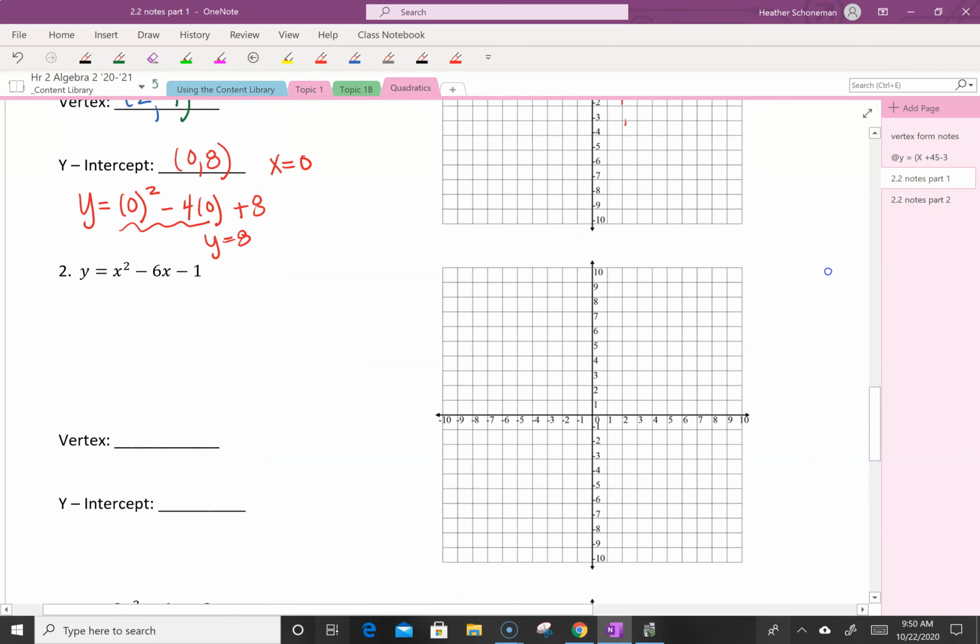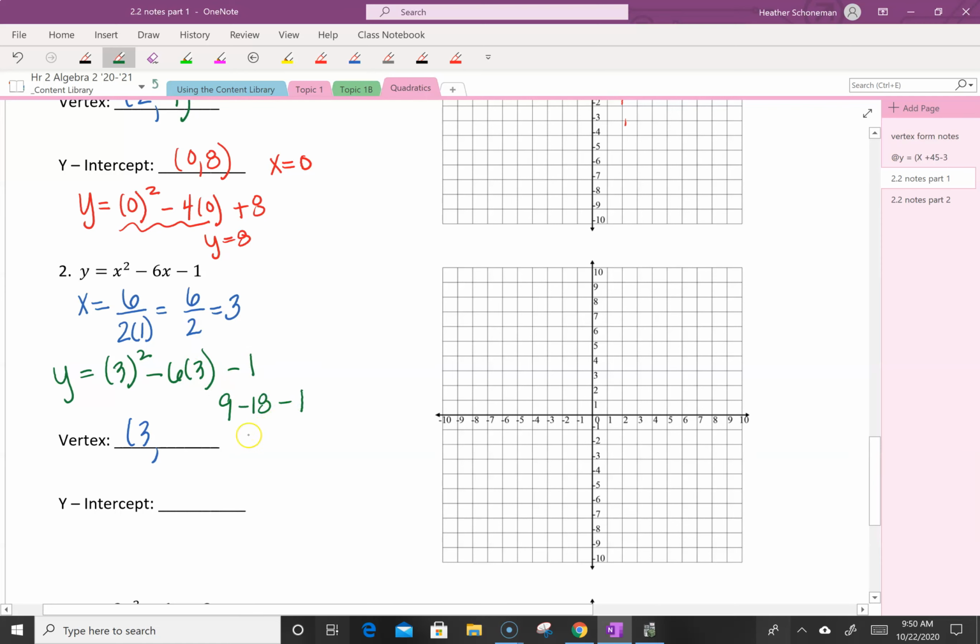Let's try this again. Number 2, the vertex, to find the x, would be the opposite of b, which is 6, over 2 times a, which is 2. So we get 6 over 2, which is 3. Now we need the y-coordinates, so we're going to plug it in. So we have 3 squared minus 6 times 3 minus 1. So that's 9 minus 18 minus 1. So negative 9 minus 1, which is negative 10.